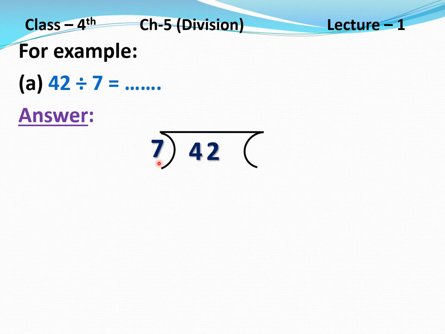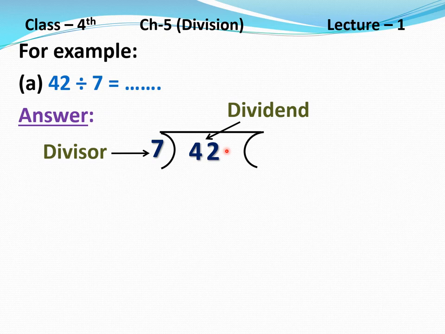See, what is 7? 7 is the divisor. So what is a divisor? The number by which we divide is called the divisor. And 42 is the dividend. The number which is being divided is called the dividend. So now multiply this 7 by that number so that it is equal to 42 or less than 42. It should not be greater than 42.